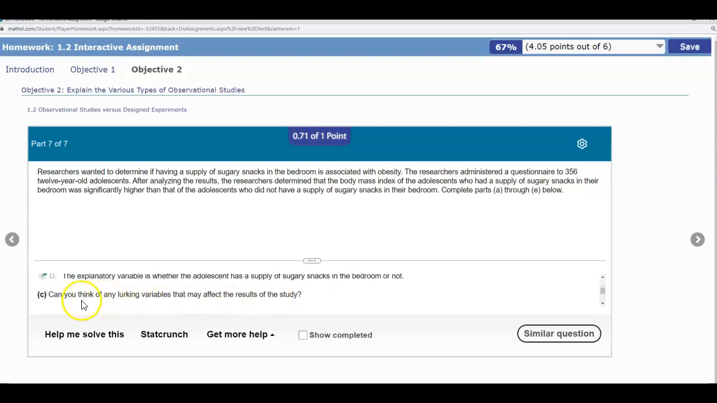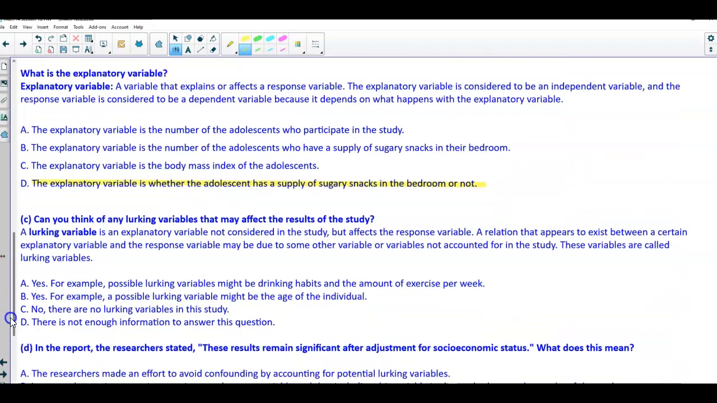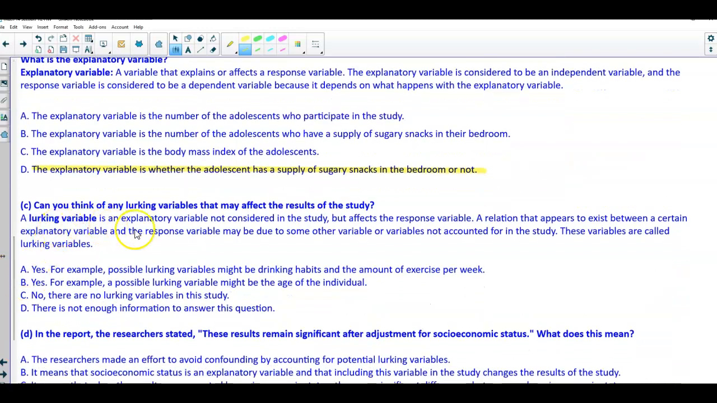Okay, next question, it says, can you think of any lurking variables that may affect the results of the study? Well, let's go ahead and define again what a lurking variable is. A lurking variable is an explanatory variable not considered in a study, but affects the response variable. A relation that appears to exist between a certain explanatory variable and the response variable may be due to some other variable or variables not accounted for in the study. Again, these variables are called lurking variables.